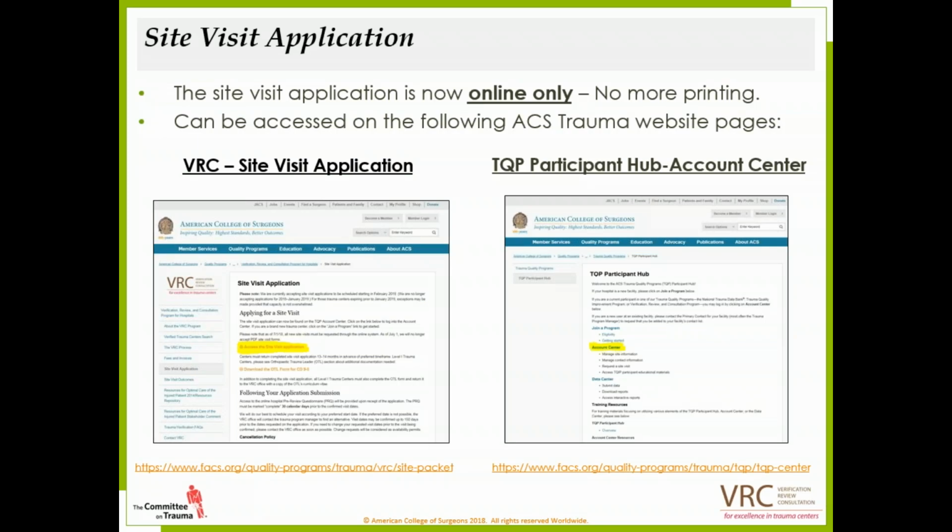Thank you, Molly. Good afternoon, everyone. So just wanted to speak a little bit on the site visit application. And we want to inform everyone that the site visit application is now online only. So there's no more printing out the application or emailing it in to us or faxing it. It's quite simple. It can be accessed on the following ACS trauma website pages. And if you see below, you can access it right on the VRC site visit application page where you normally would have. Or you can also access it at the Trauma Quality Program Participant Hub Account Center. Both of the links will lead you to an Account Center page.